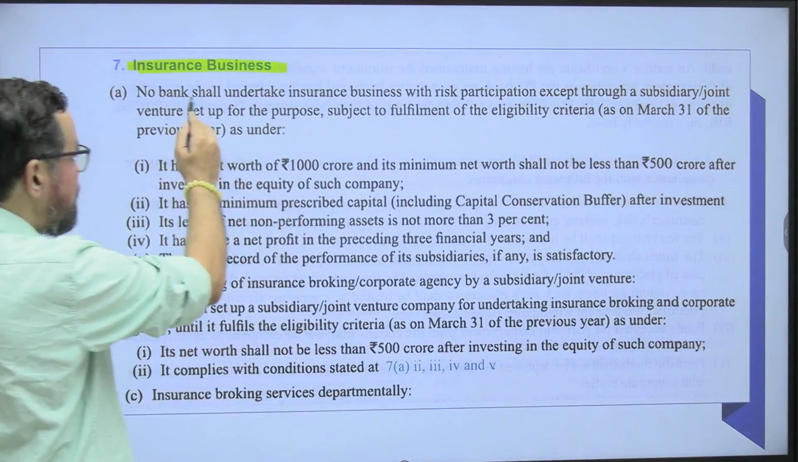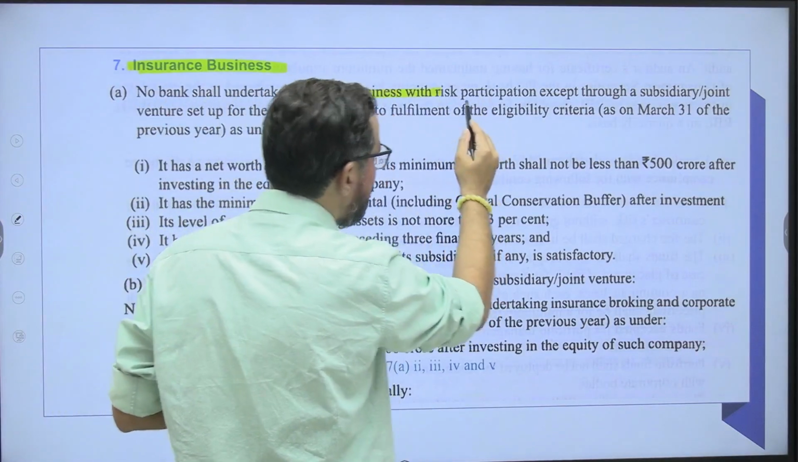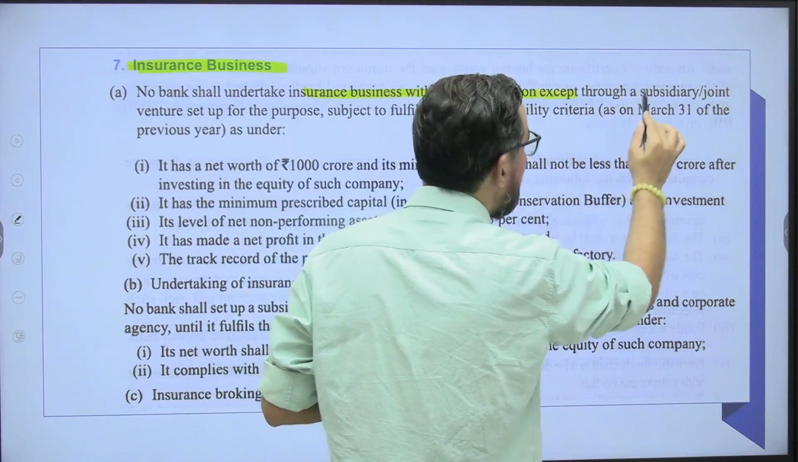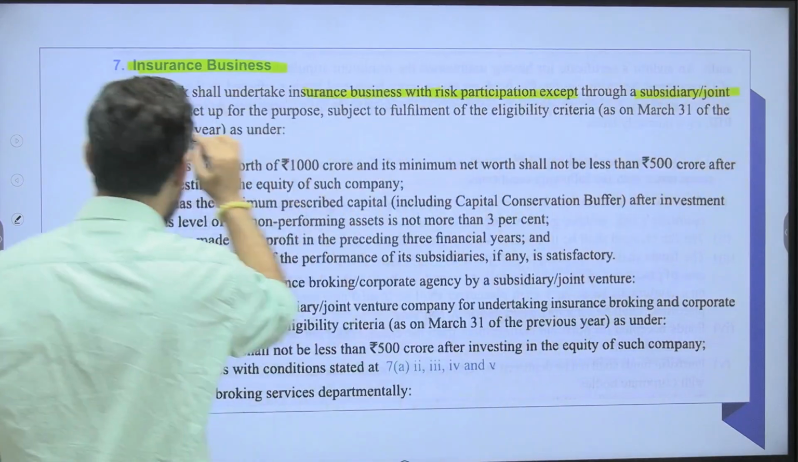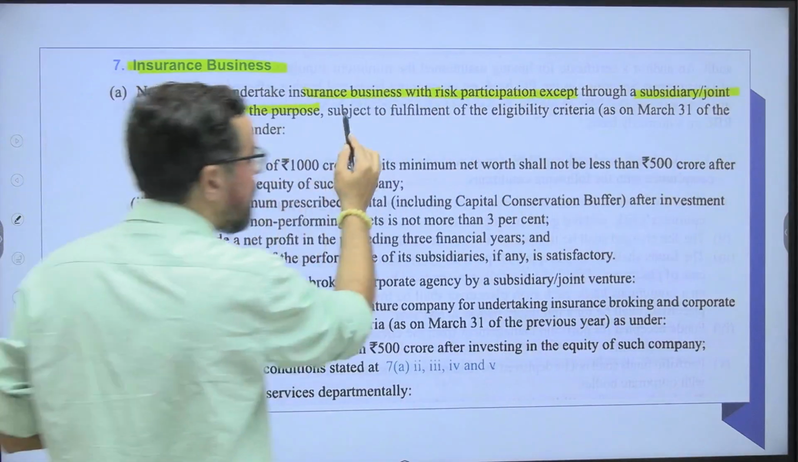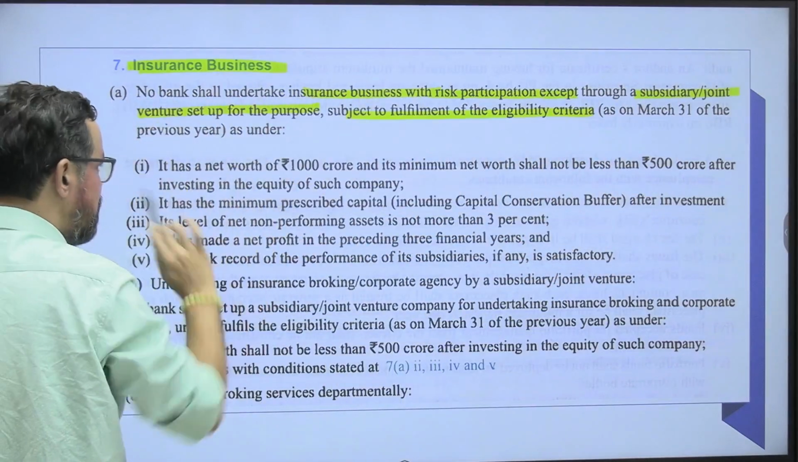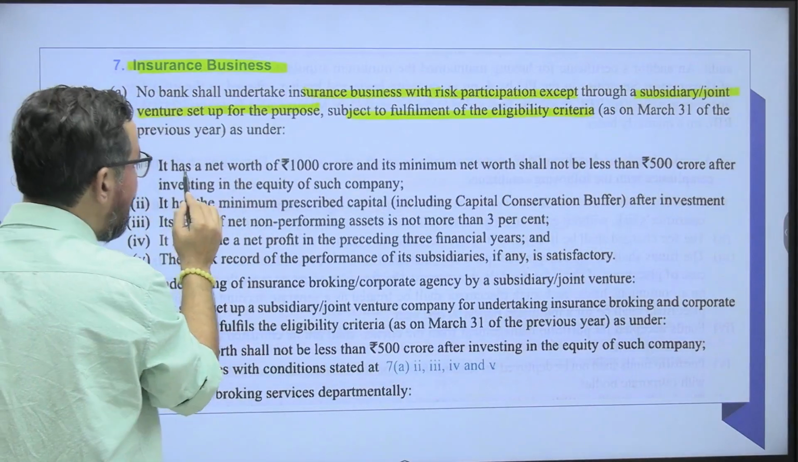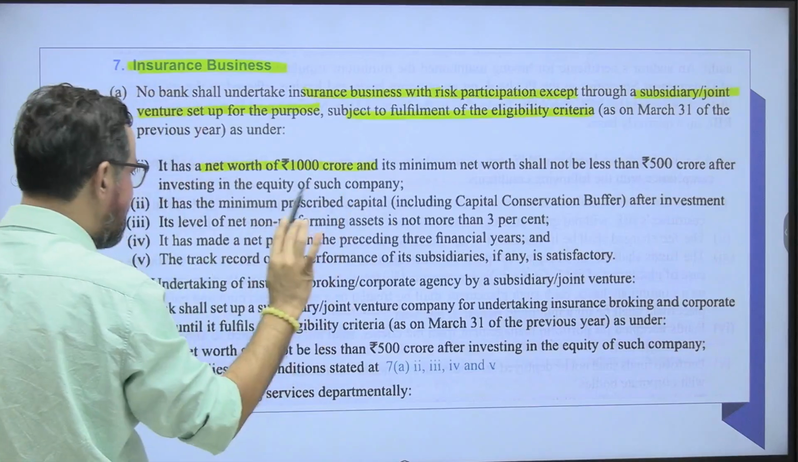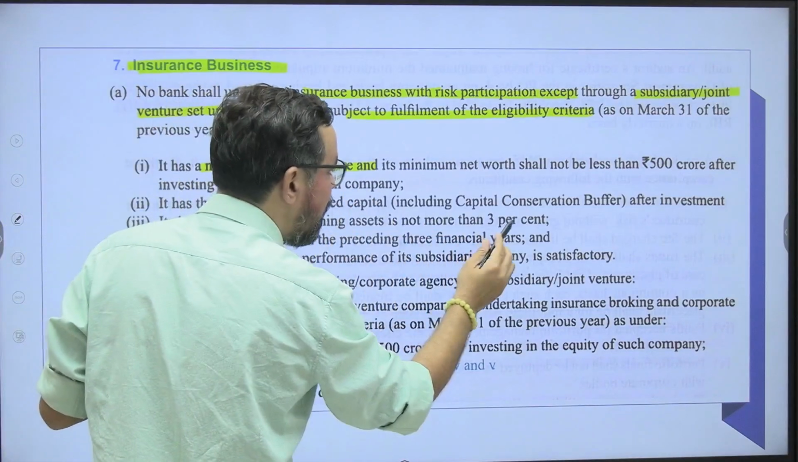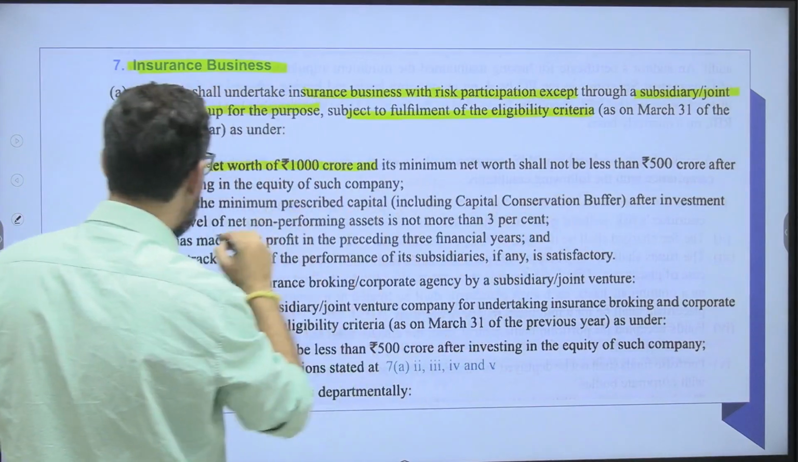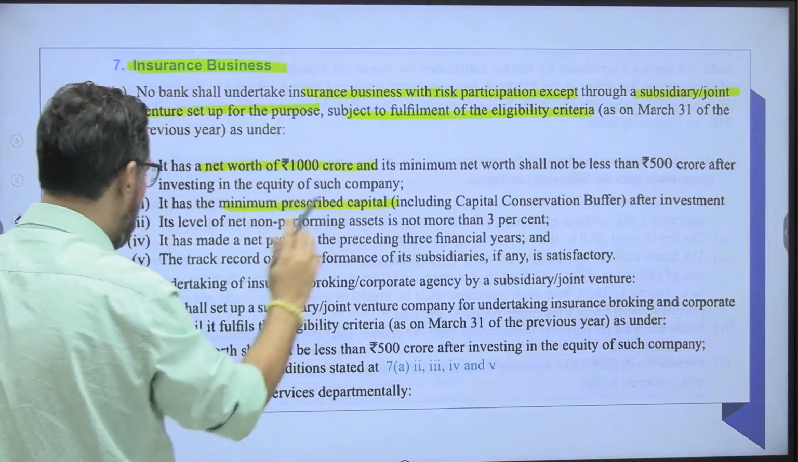No bank shall undertake insurance business with risk participation except through a subsidiary or joint venture set up for the purpose, fulfilling the eligibility criteria as of 31st March of the previous year. The net worth must be 1000 crore, which we discussed. Minimum prescribed capital after investment. So this is the one, same thing.